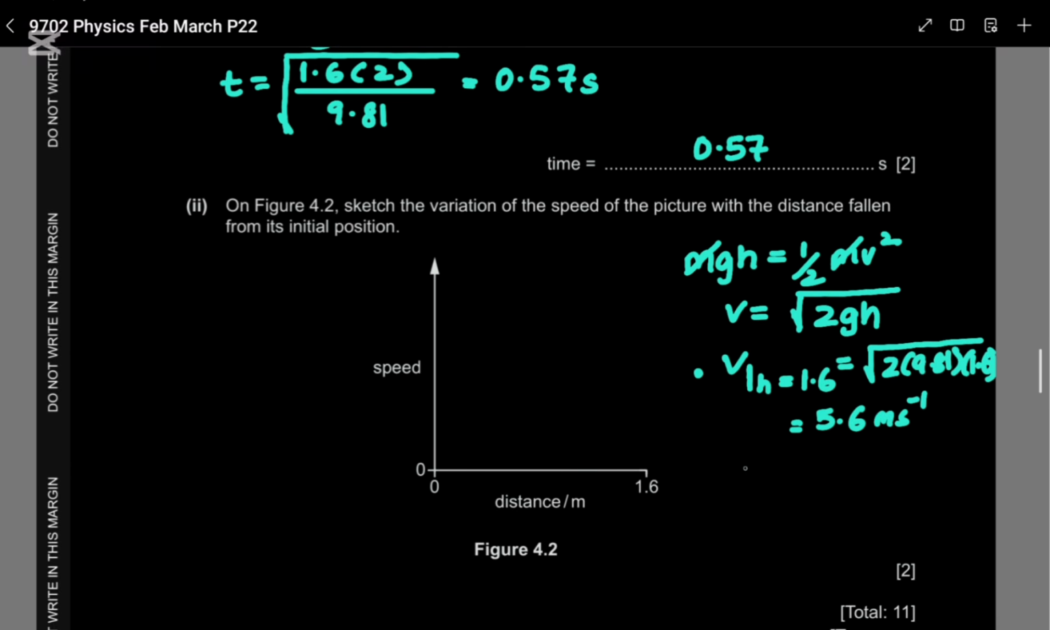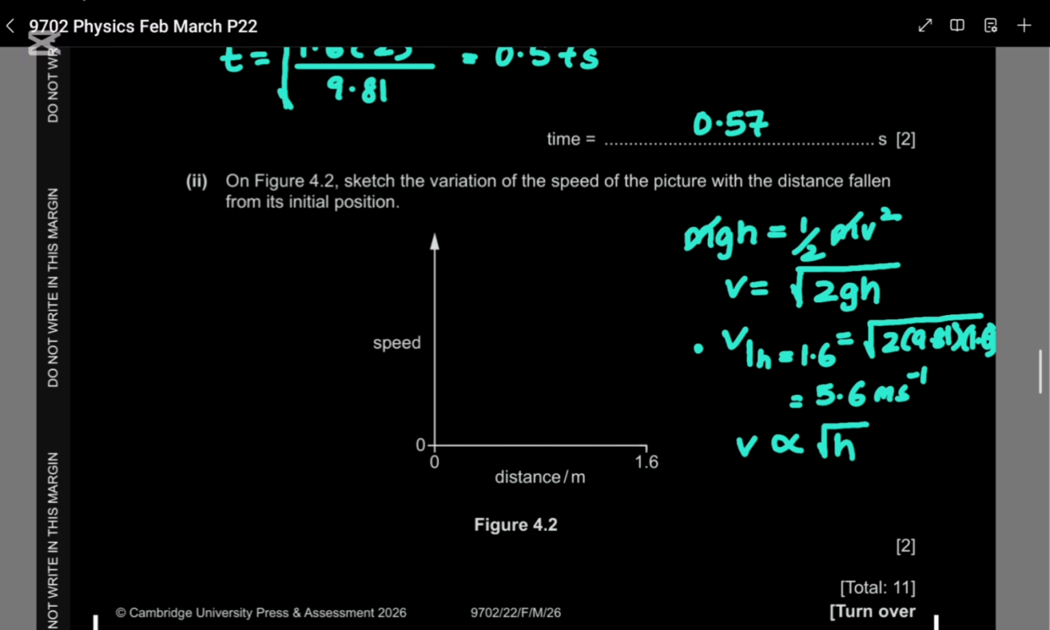Now another thing is, what is the relation between speed and distance from this equation? The distance is the height in this case. v is directly proportional to the square root of h, because you take the square root. So from here we know that it's a square root function. And by the way, initially the speed was 0, and when the distance is 0, the speed is 0, so it starts from the origin. And we found out that the speed at 1.6 meters was 5.6.